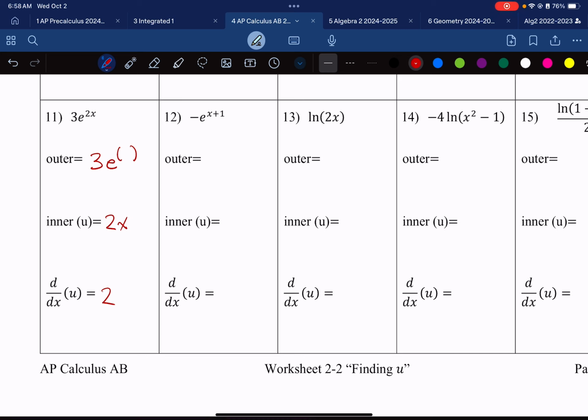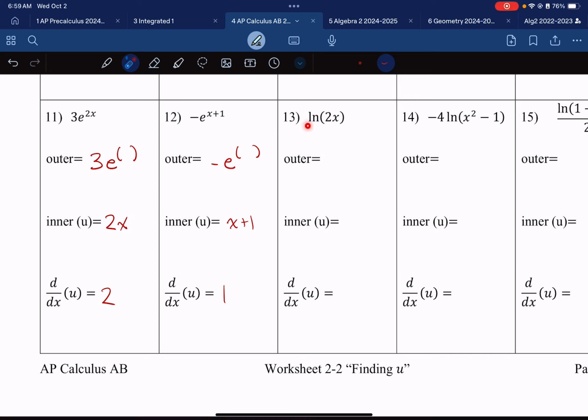In number 12, the outer is going to be negative e to whatever power that is. Again, the inside of e house is kind of like a tree house, right? Is everything up here, the top of the tree house. The inner is going to be x plus 1. The derivative of that inner, the dinner, well, there's a 1 here, so I'm going to put a 1. And the derivative of 1 is plus 0, which we don't write.